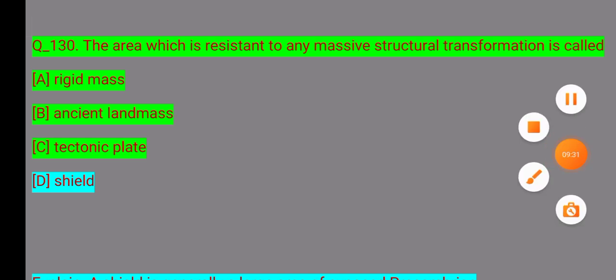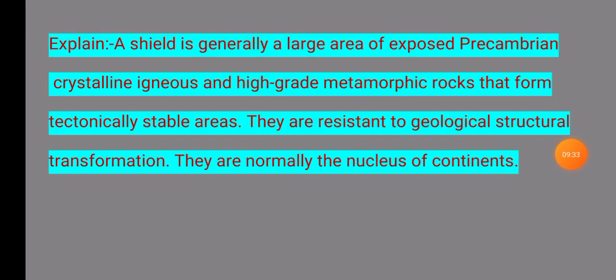130 number question explain: a shield is generally a large area of exposed Precambrian crystalline igneous and high-grade metamorphic rock from tectonically stable areas. They are resistant to geological structural transformation. They are normally the nucleus of continents.